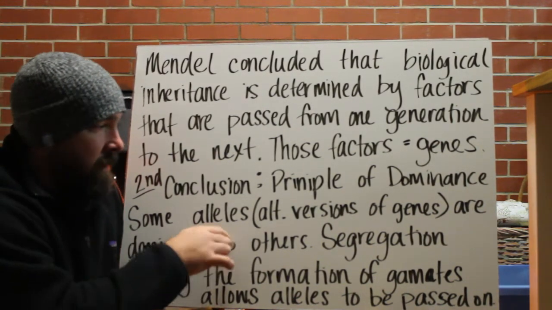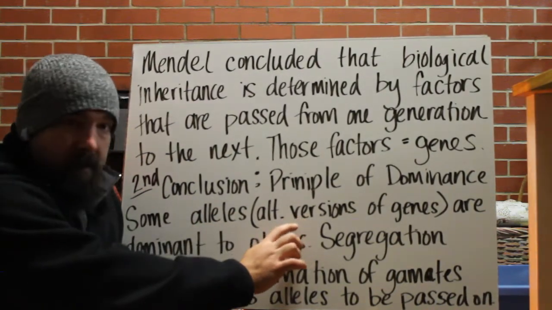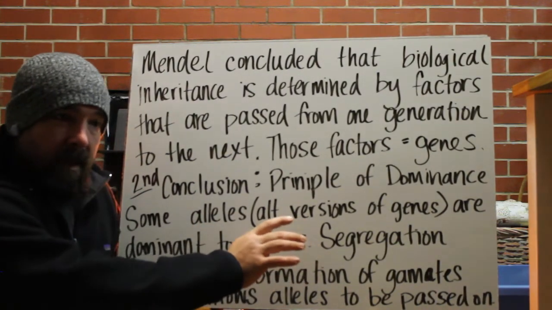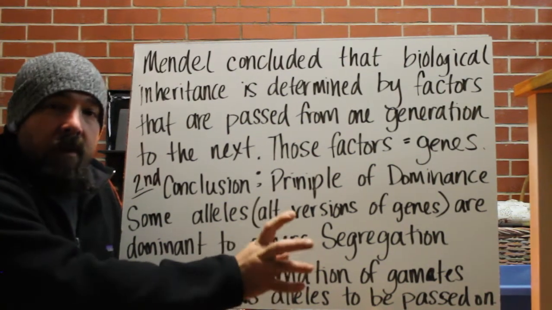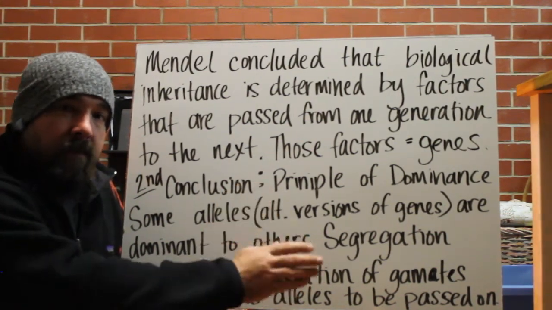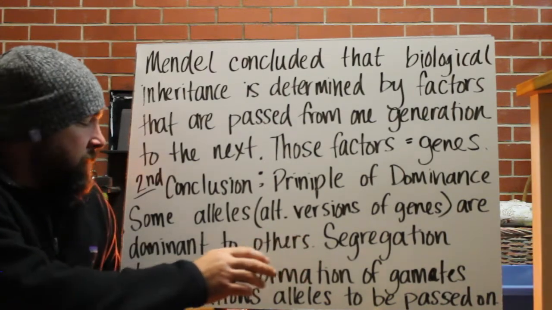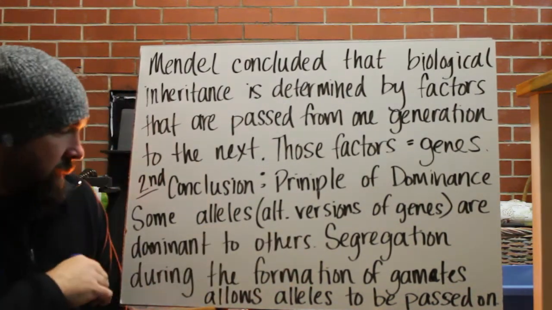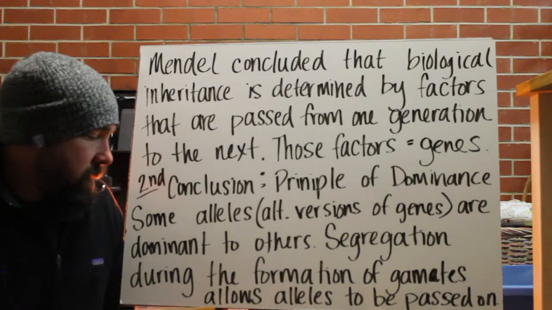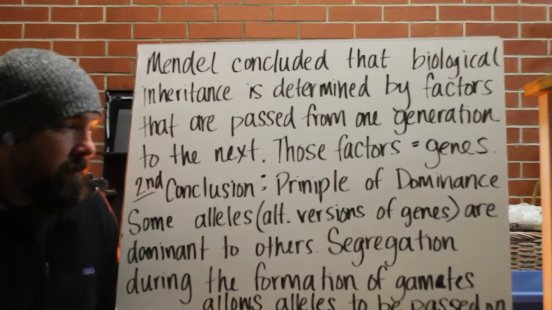Some alleles, and we know that alleles are alternate versions of genes. For example, you have the gene for plant height, and you have two alternate versions. You have one allele for tall, one allele for short. Some alleles are dominant to others. Segregation during the formation of gametes allows for these alleles to be passed on.